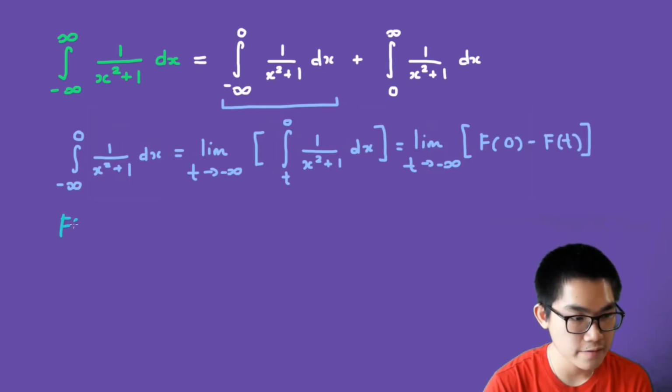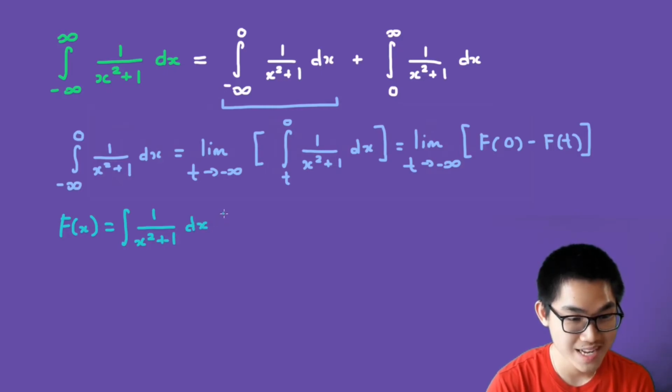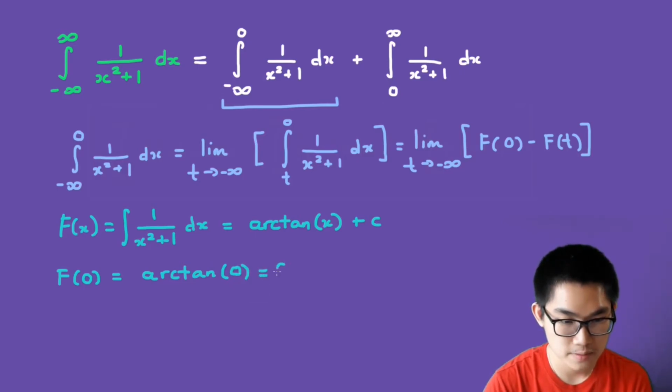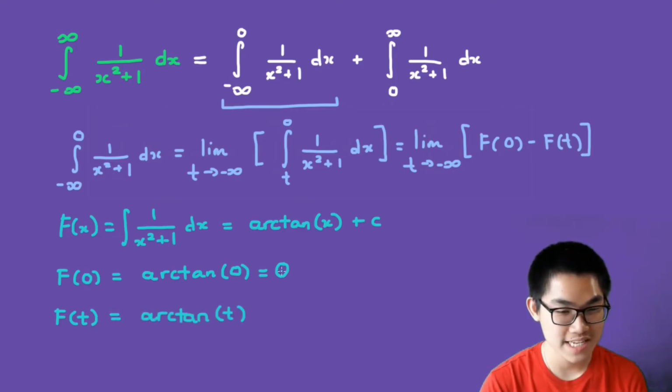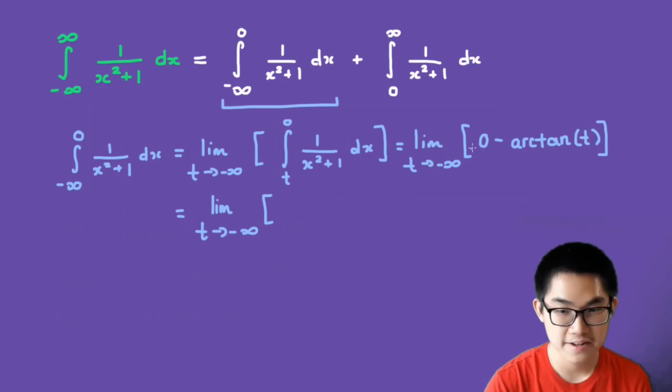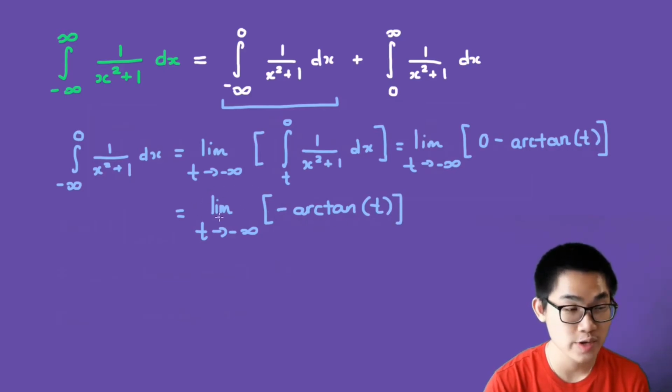So the antiderivative f of x will be the integral of 1 over x to the power of 2 plus 1 dx. And you should know that this is equal to arctan of x plus c. So f of 0 will be equal to the arctan of 0, which is 0, and f of t will simply be the arctan of t. So we can put these values back into our limit, and we can get negative arctan because we no longer need the 0. And remember that you can always move this negative sign outside of the limit. So let's go ahead and do that.